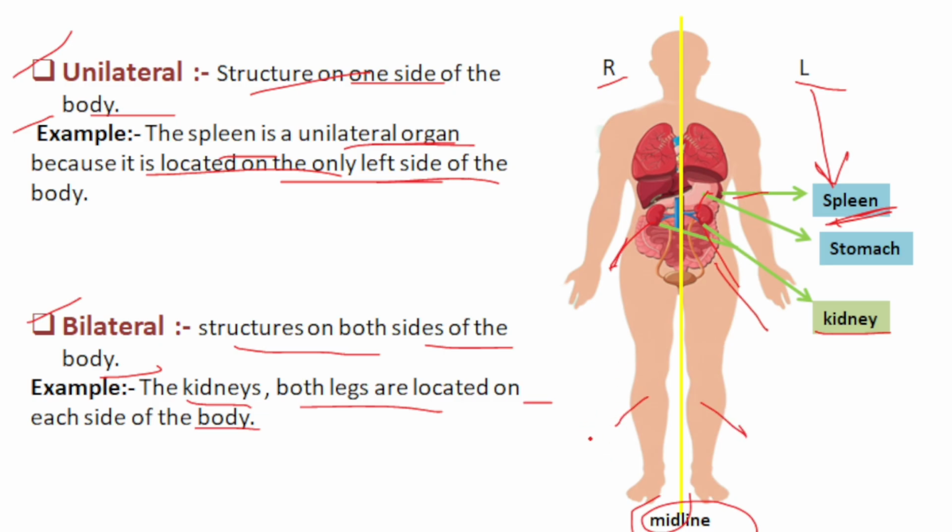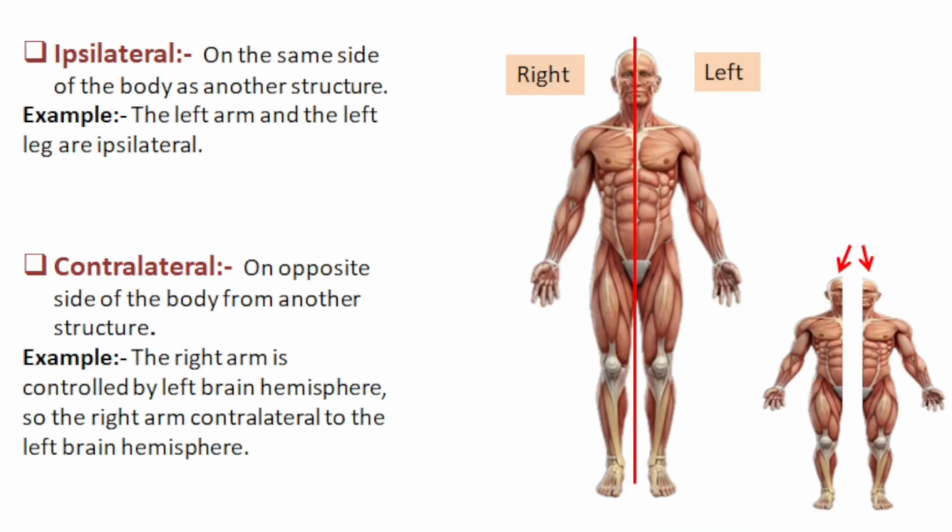One is the right leg and one is the left leg. So the kidney, both legs, both arms are located on either side of the body. That's why it's called a bilateral organ of the body. Then the next concept is ipsilateral and contralateral.